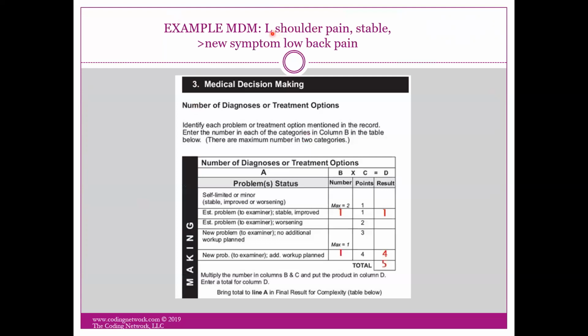So maybe you've documented the patient has left shoulder pain and it's stable, but now they have a new symptom of low back pain. So on the first medical decision making table and the point system, we have 1 stable problem for 1 point. But now we also have a new problem, additional workup was planned. So that's a total of 4 points for that problem, and overall total of 5. Well, once you get to 4, that's one step toward high complexity, but again, we've got to look at the other medical decision-making tables to determine overall.